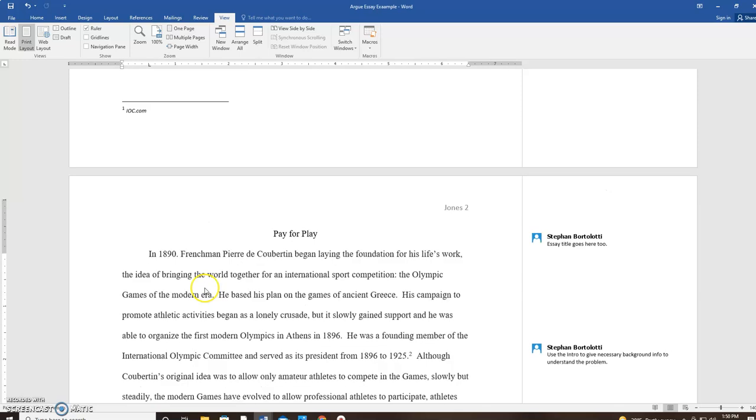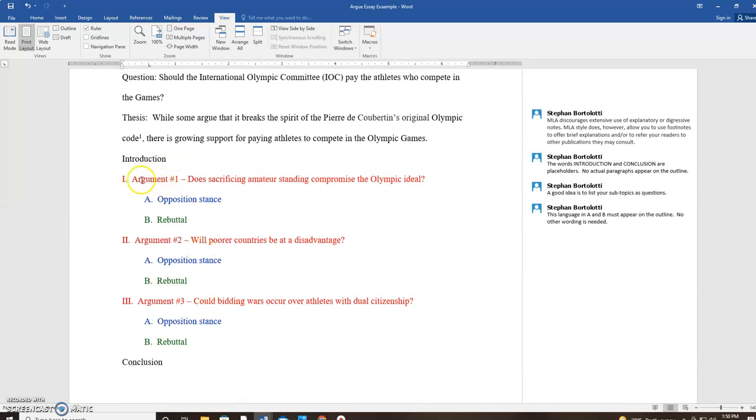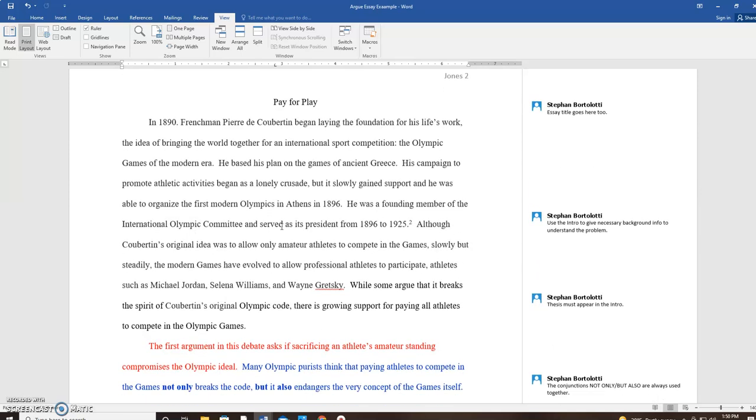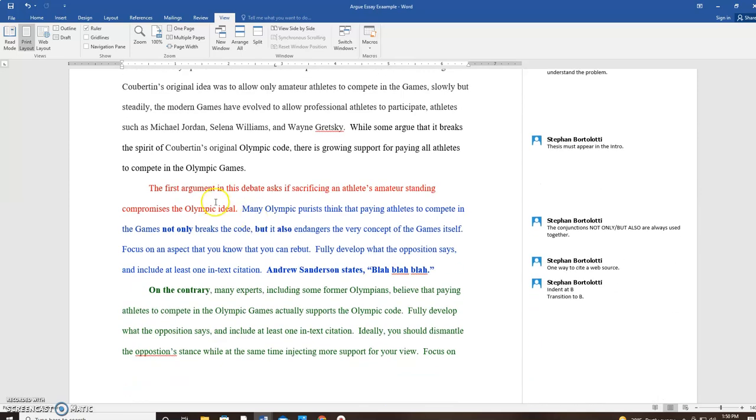Okay? This sentence right here is your first subtopic sentence. Notice it is red because it corresponds to this. Your first subtopic is amateur standing. Is amateur standing being compromised if you pay Olympic athletes? Coming down to the essay, the first argument in this debate asks if sacrificing an athlete's amateur standing compromises the Olympic ideal. Then, keep that red. That's your subtopic. That's your subtopic sentence. Go on to the opposition side.